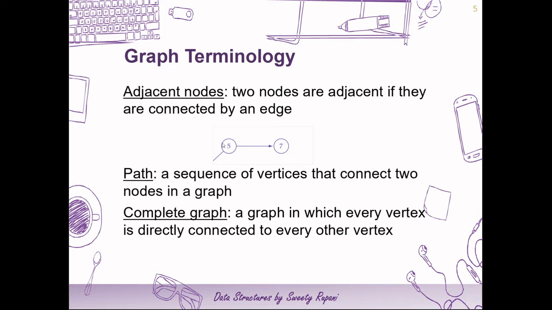What is an adjacent node? If two nodes are connected by some edge, we say that they are adjacent nodes. So two nodes are adjacent if and only if they are connected directly with an edge. Coming to the path, a path would be a sequence of vertices that connect two nodes in a graph. A complete graph is a graph in which all the vertices are directly connected to all the other vertices of the graph. We'll come to this.